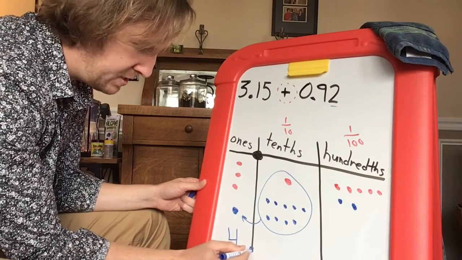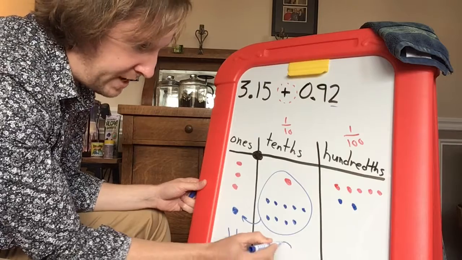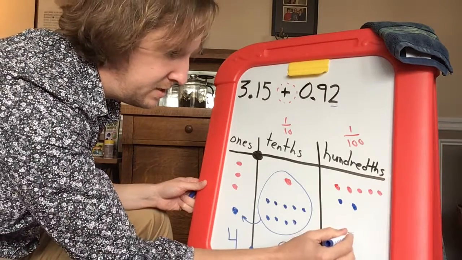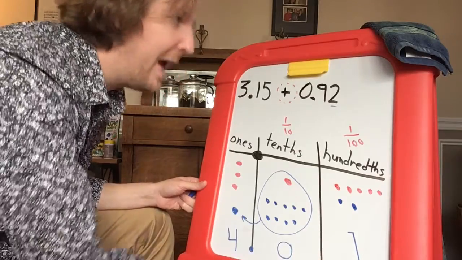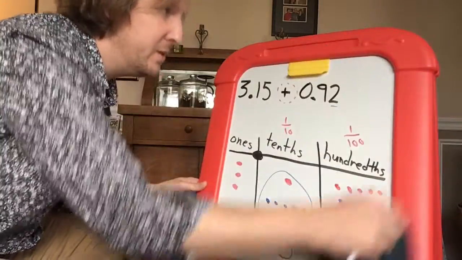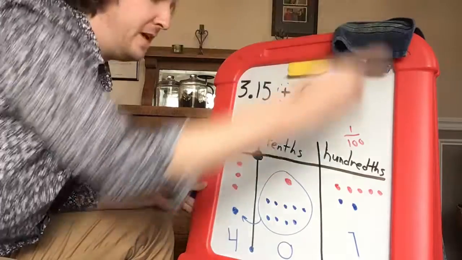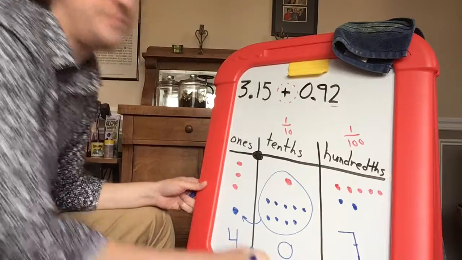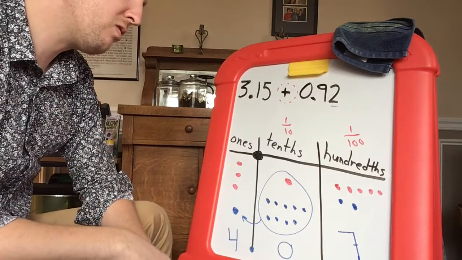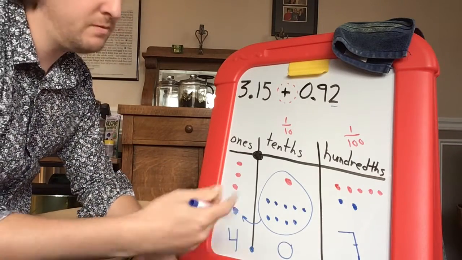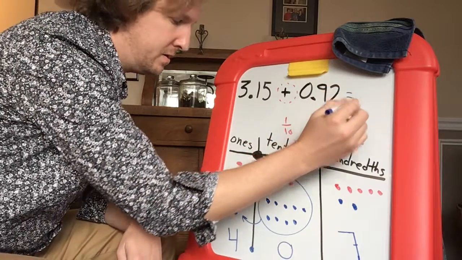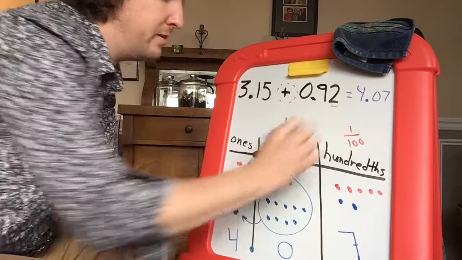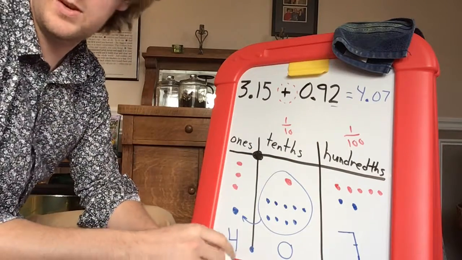ones. 0 tenths, none left over. 7 hundredths. Or 4 and 7/100ths. Nice work.